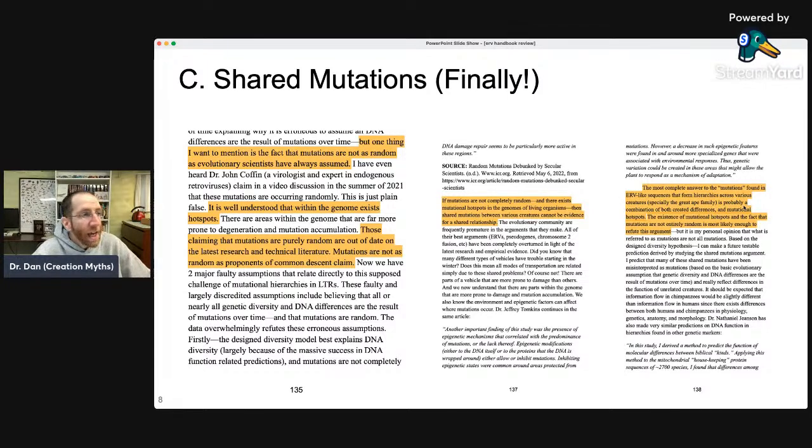especially the great ape family, is probably a combination of both created differences, which doesn't make any sense because then we wouldn't know there were mutations, and mutational hotspots. The existence of mutational hotspots and the fact that mutations are not entirely random is most likely enough to refute this argument.